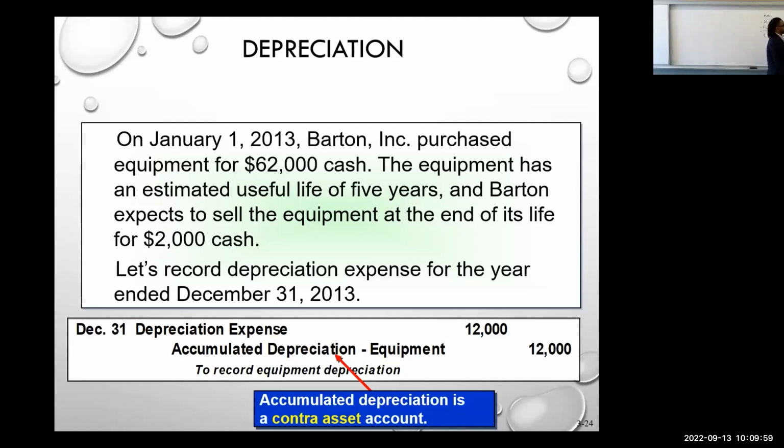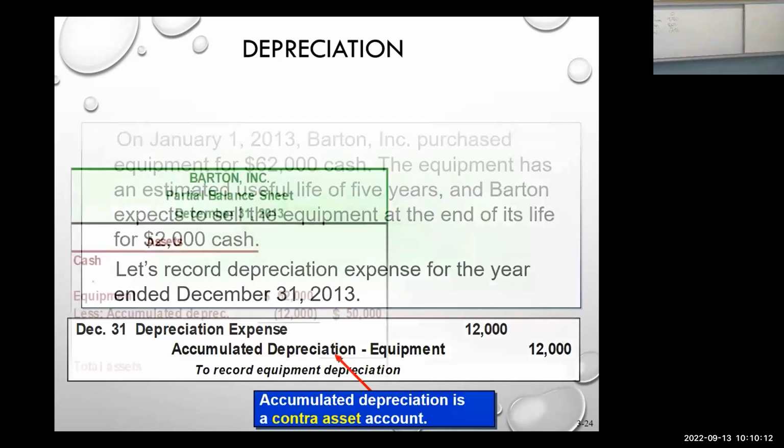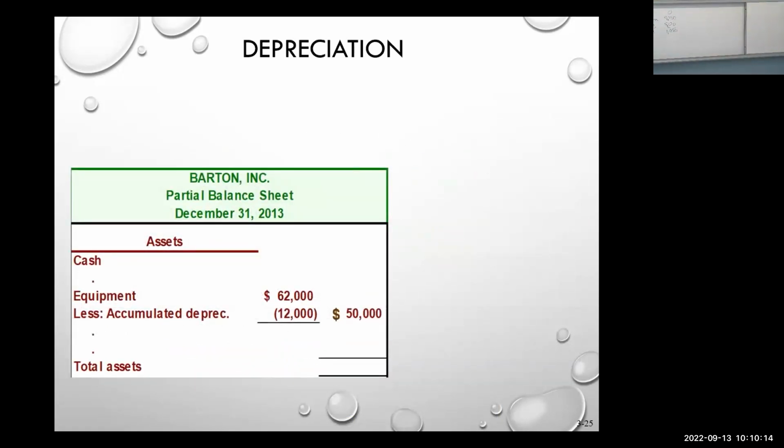Accumulated depreciation is what we call a contra asset account. Why do we call it a contra asset account? It's an account that's in the asset portion of the balance sheet, but it's contra, or you subtract it. Does that make sense? You're going to see other contra accounts and adjunct accounts, right? So you'll see a contra revenue account, which will be cost of goods sold. It'll be in the revenue section, but you subtract it. Everybody with me?